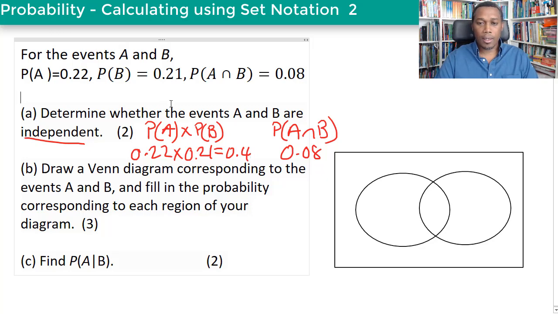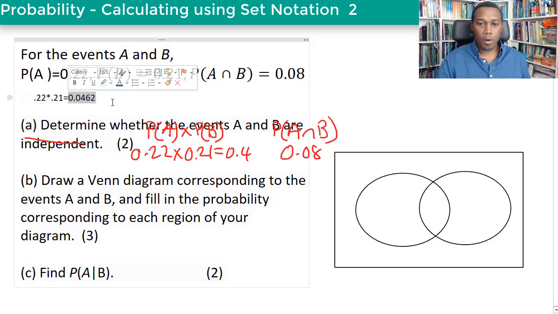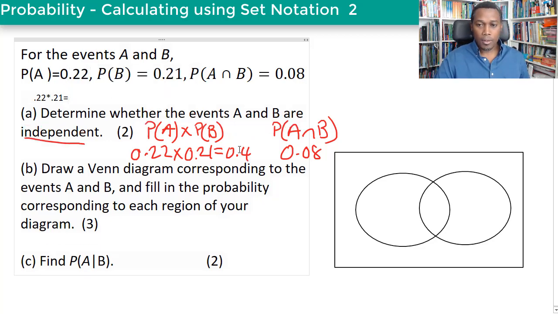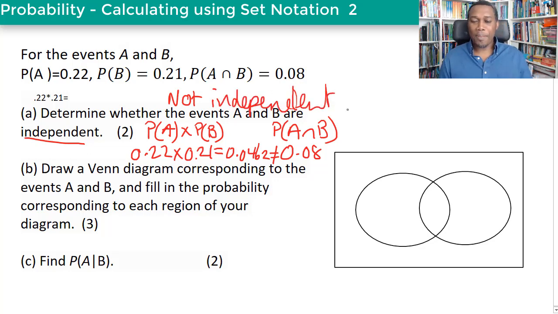Let me just put it in my calculator here, 0.22 times 0.21, and that is equal to 0.0462. That's the answer we're looking for there. That's what we have, 0.0462, which is not equal to 0.08. That means that the events are not independent. Okay, events are not independent. So that's 2 marks there.